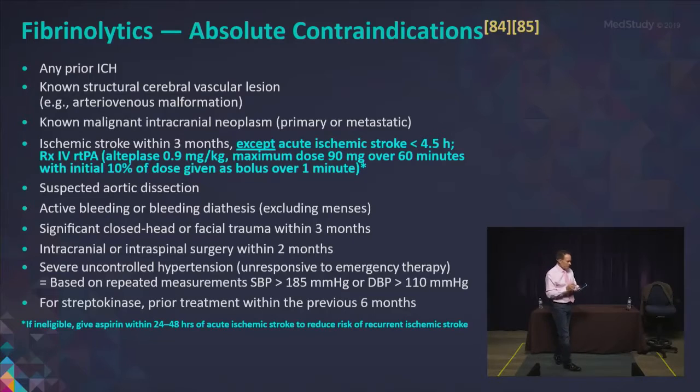Suspected aortic dissection, active bleeding or bleeding diathesis, significant closed head or facial trauma within 3 months, or spinal or intraspinal intracranial surgery within 2 months. If their blood pressure is severely high, we don't want to give them thrombolytics, because it increases the chance that they'll have an intracranial hemorrhage. And for streptokinase, if they've received it within the last 6 months, because they can have this allergic reaction, which is really nasty.